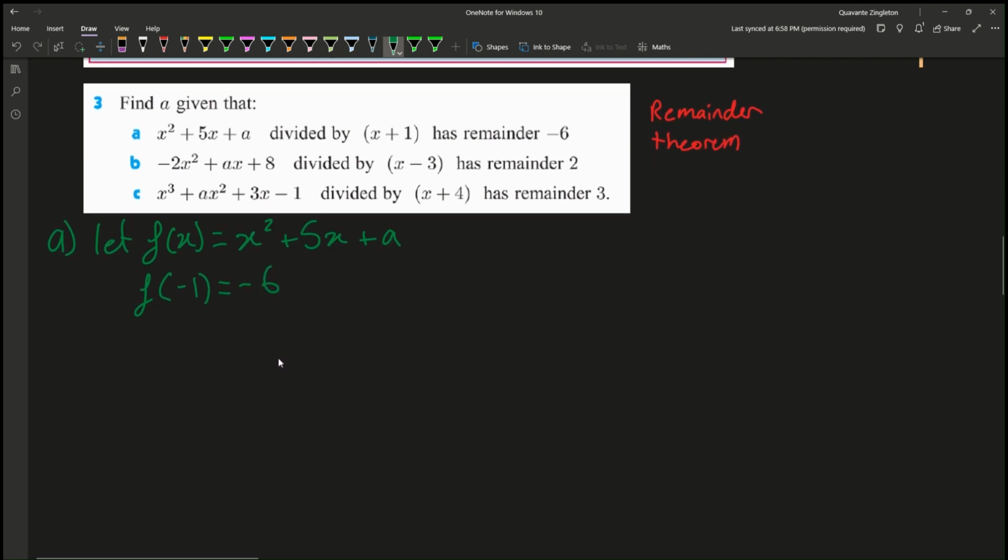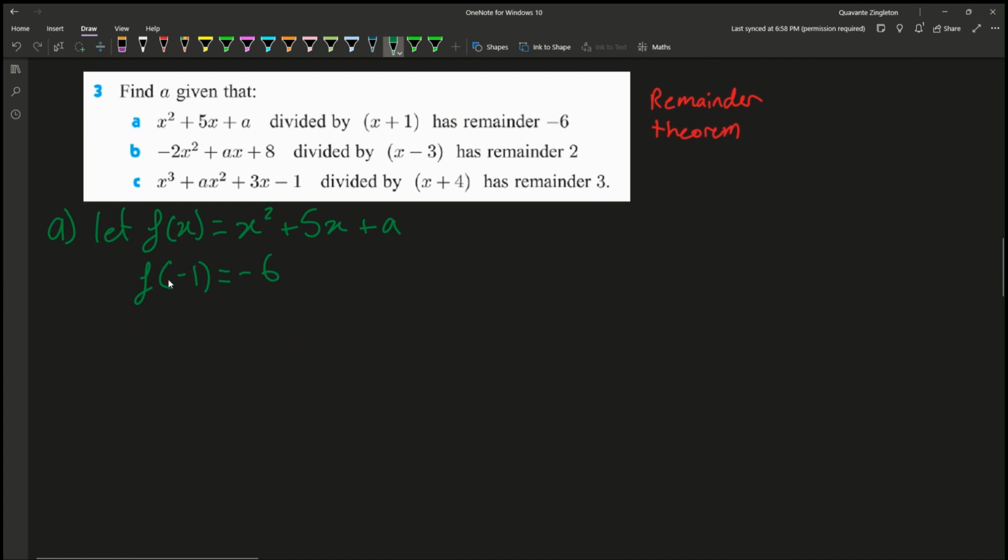Okay, so now f of negative 1 just means that wherever there's an x in this function, we replace that with negative 1. And we know that it's equal to negative 6, so we can solve for a given this. I'll just set negative 6 on the left side, makes it easier. Negative 1 squared plus 5 times negative 1 plus a. Negative 6 equals negative 1 squared, which is just 1, and 5 times negative 1 is negative 5, so minus 5 plus a.